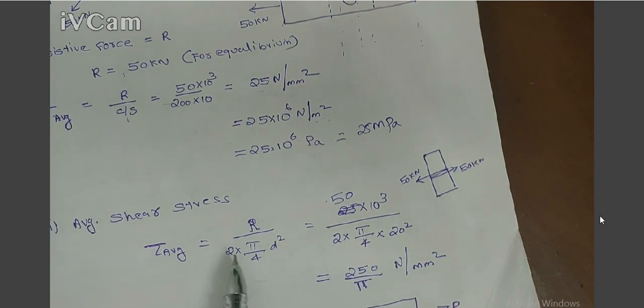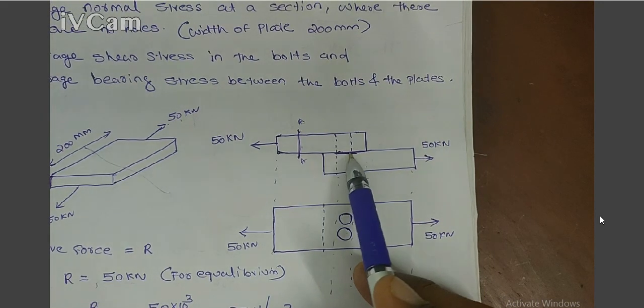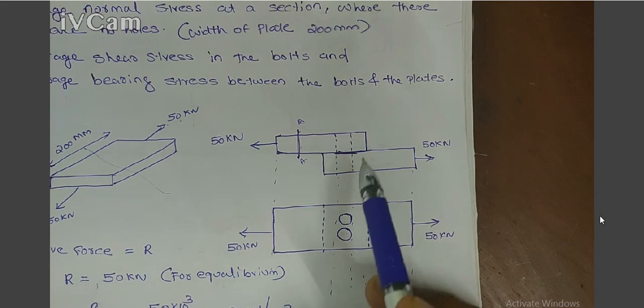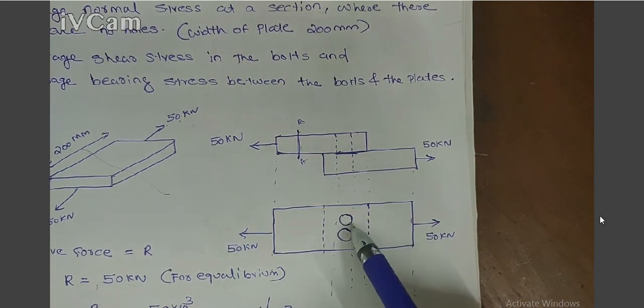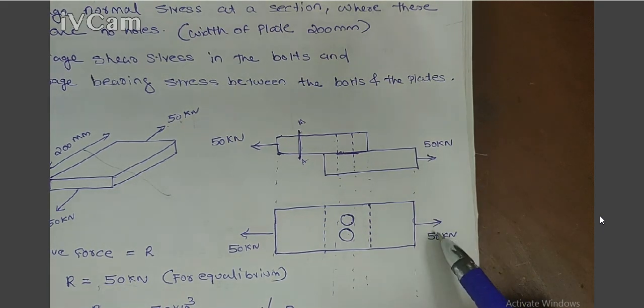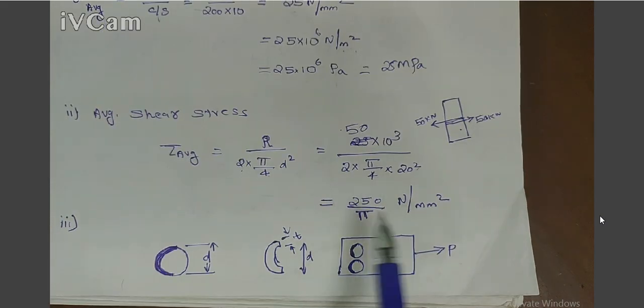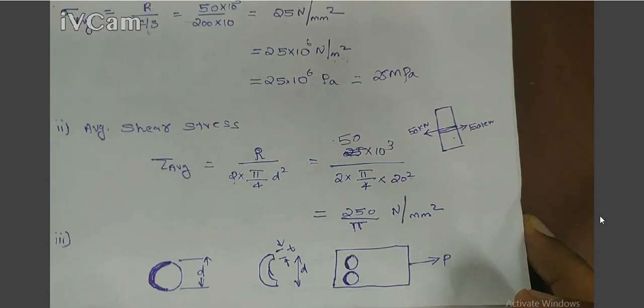So 50 divided by, there are two resisting cross sections. This is for the first bolt, and behind this bolt there is another bolt. So there are two resisting cross sections for the shear force of 50. So 2 into pi by 4 d square, that is the cross section of the bolt. So 2 into pi by 4, 20 square, we got 25 divided by pi newton per mm square.